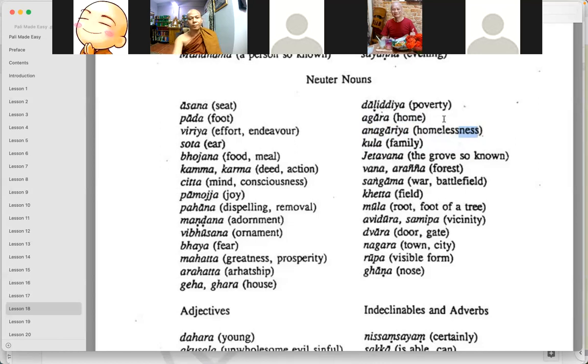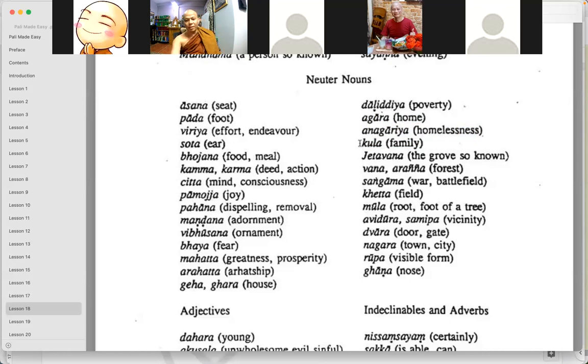Okay. So let's say if I say I am an anagārika, or I am an anagāriya, yeah. Anagārika. Then when will we use this homelessness state? Yes, at that anagāriya. Okay, thank you.